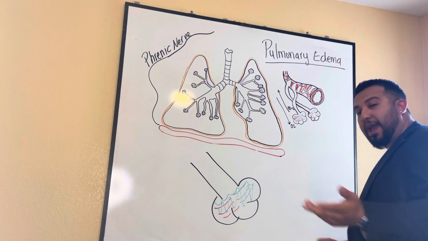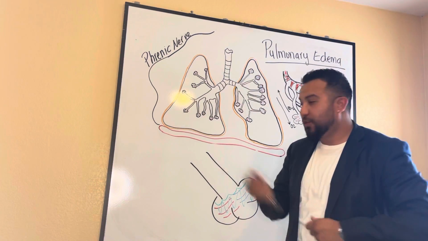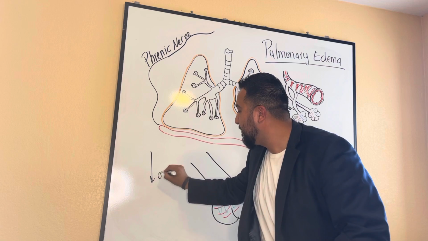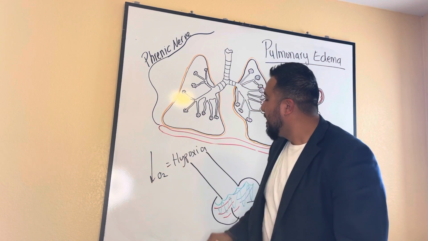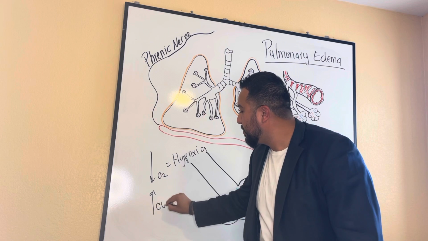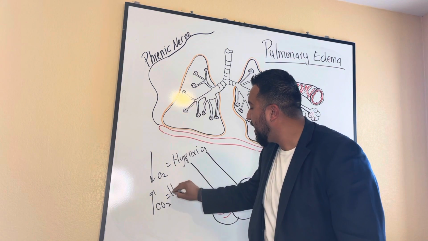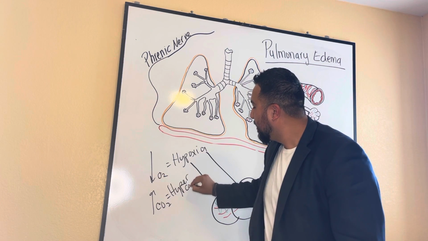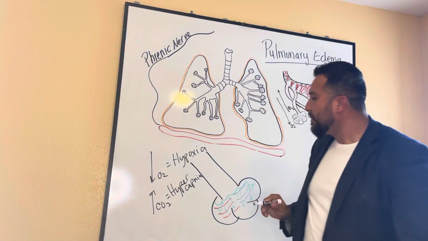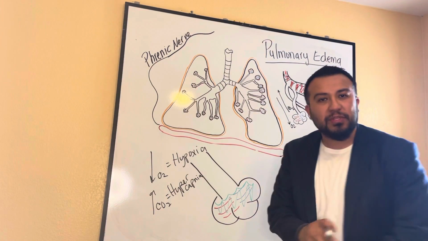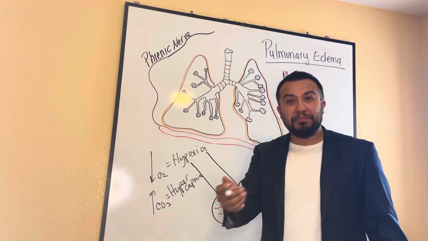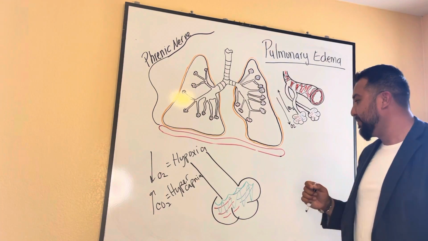So guys, what happens when you have impaired gas exchange? You have low oxygen levels, which we call hypoxia, and we have increased CO2 levels, which we call hypercapnia. These are very important basic concepts that are going to be applied to any condition where the gas exchange is impaired. You guys have to know that, okay?